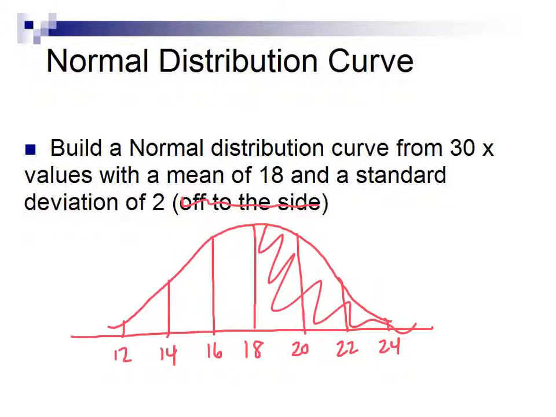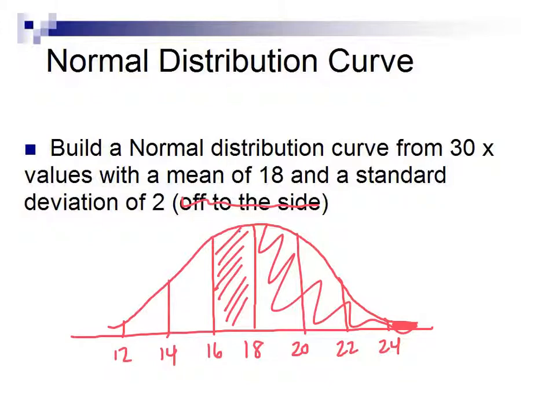The next question says, what percent falls between 16 and 18? Well, that's right here, between 16 and 18, and we already have that bar figured out. We broke it down to just 34%. The next one says, what percent is greater than 24? 24 is way out here on the end. The only little piece that's bigger than that is that 0.15% that falls out there.